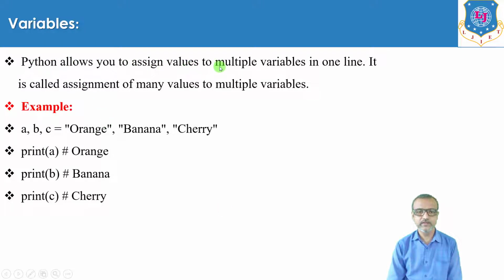Python allows you to assign values to multiple variables in one line. It is called assignment of many values to multiple variables. How? I will make you understand with the help of an example. See, here we have written three variables a, b, c, and then we have written orange, banana, cherry. So orange will be assigned to a, banana will be assigned to b, cherry will be assigned to c, in this way. So this is called assignment of many values to multiple variables.